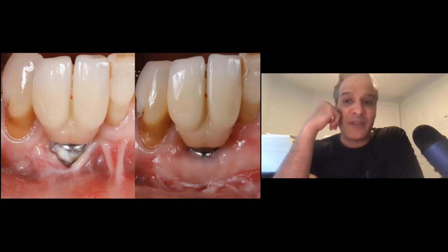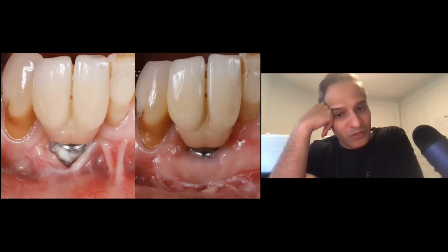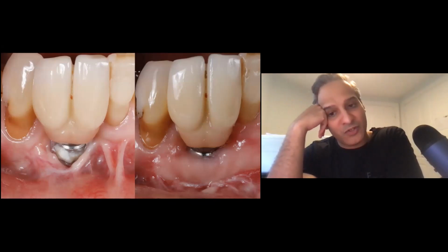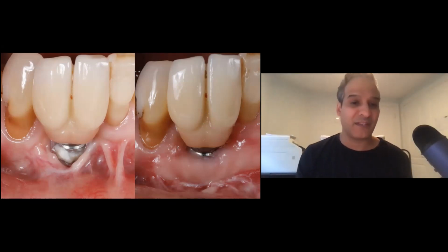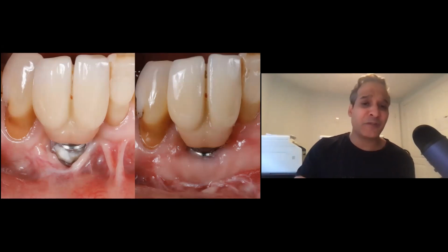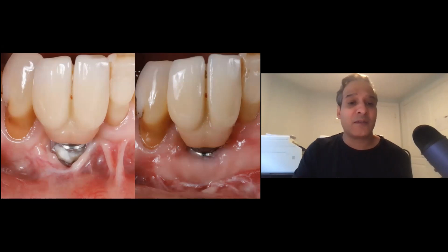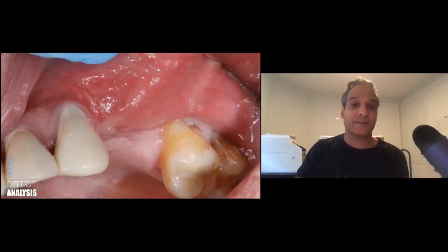And you can see the difference between what she started with and what she ended up with. The tissue is nice and pink. It's healthy. It's easier for her. She can now brush directly onto the area, whereas before she was feeling a lot of discomfort and pain because of the frenal pulls and the attachment and all the scar tissue there. So free gingival grafts in this case can be used to basically save the implant, in a sense.